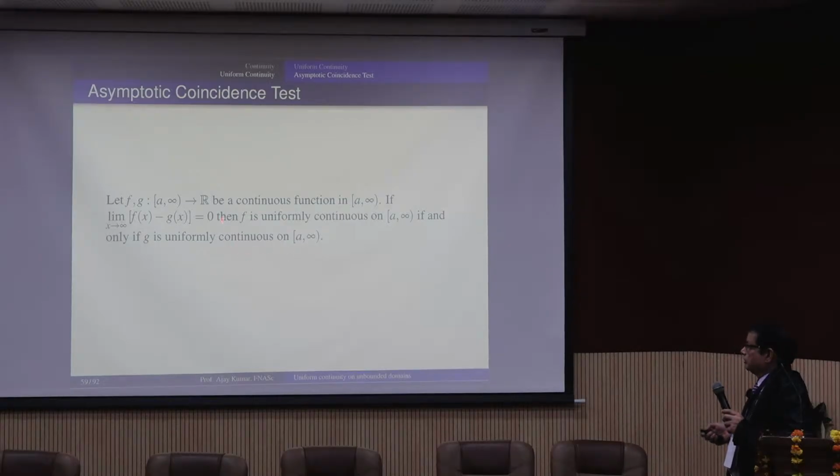But you have to look for some research papers. So the first one here: let f from a to infinity to R be a continuous function and g another function. If the limit of f minus g is 0, then f is uniformly continuous if and only if g is uniformly continuous. So how to use it?